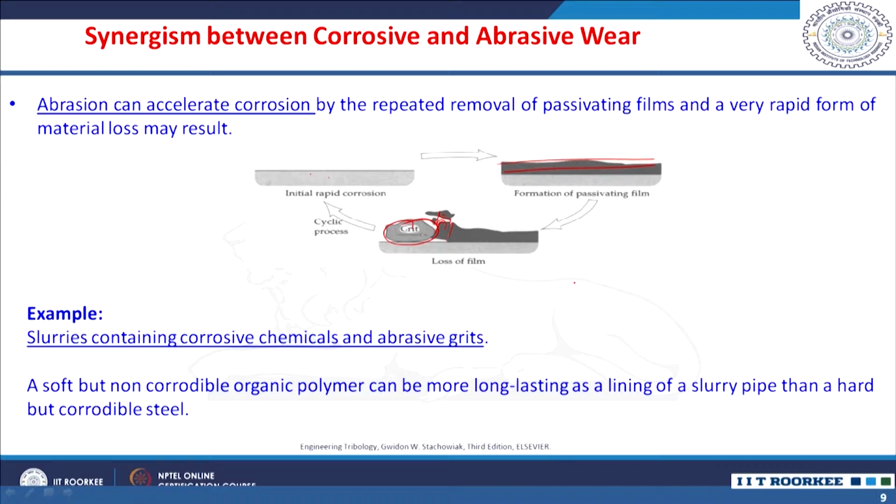Abrasion can actually accelerate the corrosion by the repeated removal of passivating films, and a very rapid form of material loss may result. So, you can find such synergetic effect of corrosive and abrasive wear in slurries containing corrosive chemicals and abrasive grits. A soft but non-corrodable organic polymer can be more long lasting as a lining of a slurry pipe than a hard but corrodable steel.